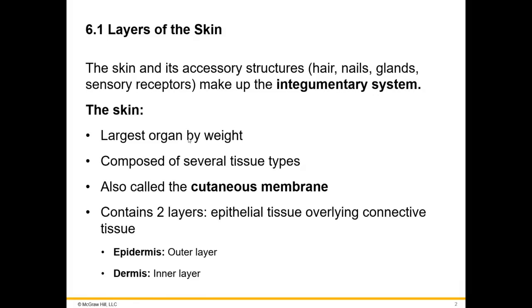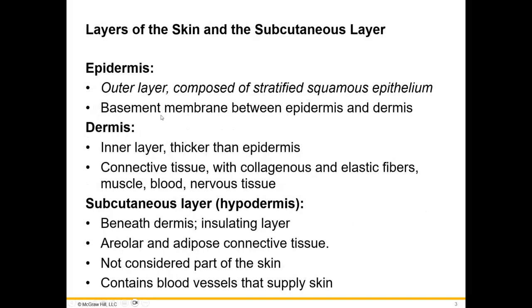There's two basic layers. There's the epithelial tissue that overlies the connective tissues. We have epidermis with the outer layer, and we have the dermis of the inner layer. Okay, everything below that is considered either hypodermis or subcutaneous tissue. It's not really considered the skin. Okay, so the epidermis, the outer layer, composed of stratified squamous epithelium, as we discussed in previous lectures. It's many layers of the flattened cells. And then you have a basement membrane that's between the epidermis and the dermis.